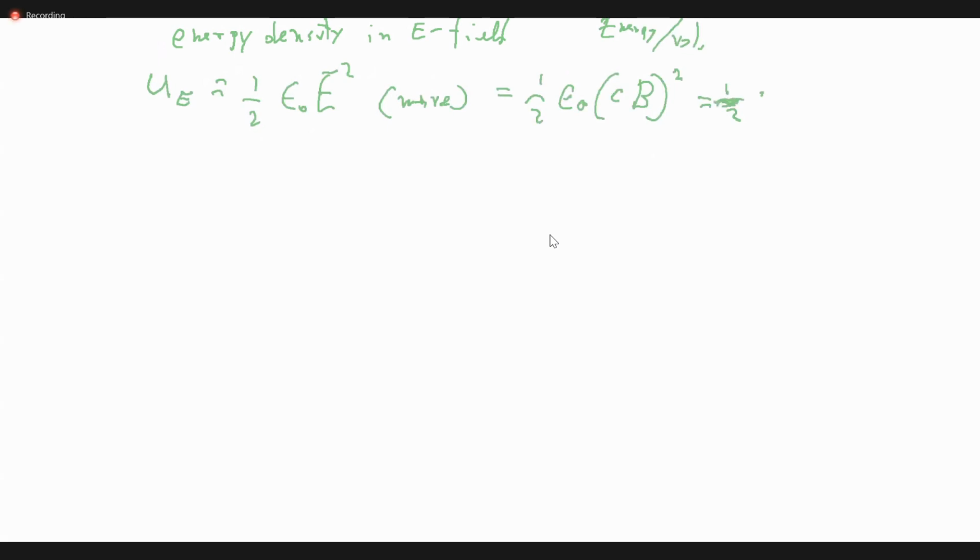1/2 epsilon 0, 1 over mu 0 epsilon 0 B squared, which is then B squared over 2 mu 0. So in chapter 28 or 29, I believe it was, we determined that that's the energy density of the magnetic field, so that the energy density, the energy carried by an electromagnetic wave per unit volume, is the same as the energy carried by the magnetic part of the electromagnetic wave.